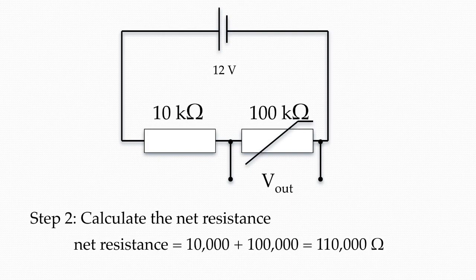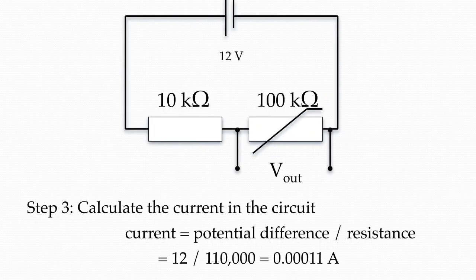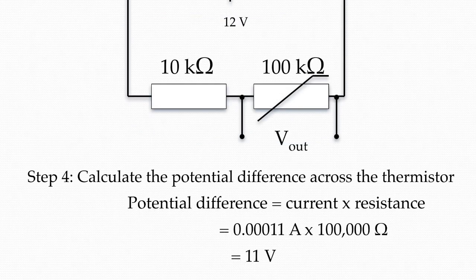Next, we need to add up the resistance of all the components to find the net resistance. So 10,000 ohms and 100,000 ohms add up to make 110,000 ohms. If we divide the potential difference by the net resistance, we will get the current of 0.00011 amps. Then by multiplying the current by the resistance of the thermistor, we can find that the potential difference across the thermistor is 11 volts to two significant figures.